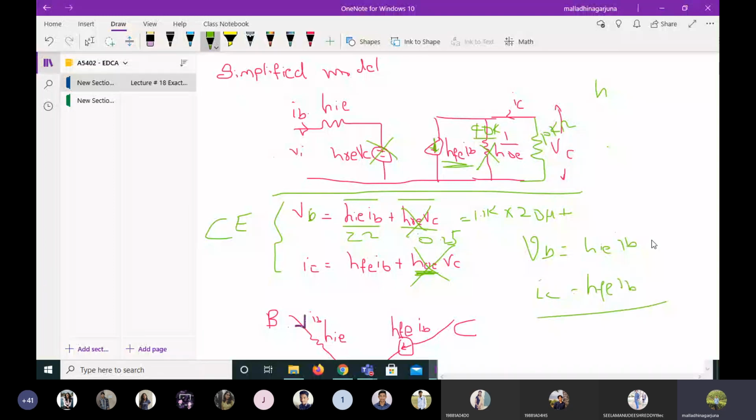The second portion, that I eliminated. Why? Because of those two parameters, there is no effect in my output. Not much effect. So that's the reason I eliminated those two H parameters. So I simplified my equation like VB equal to HIE IB, IC equal to HFE IB. Simply.